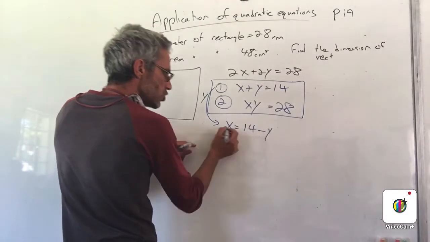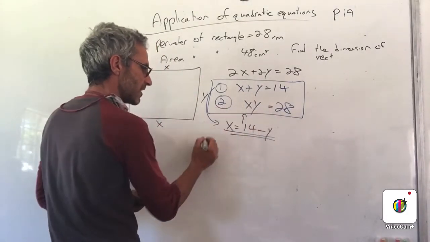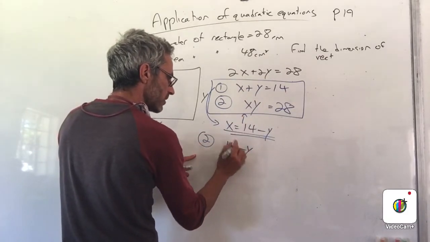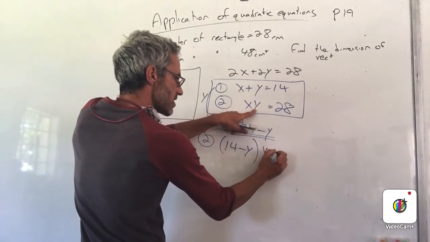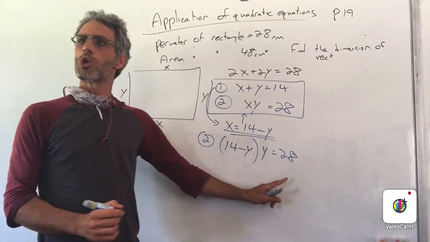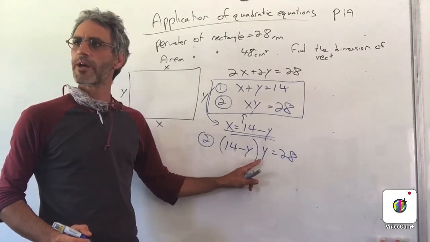Now I'm going to use this expression for x and substitute it into the second equation. So in the second equation, instead of x, I'm going to write 14 minus y, times y, equals 48. Now, that is a quadratic equation. How do I know it's quadratic? Because y times y will give me y squared.